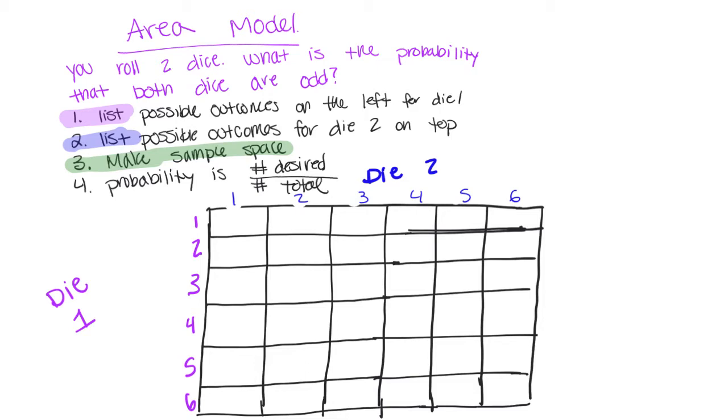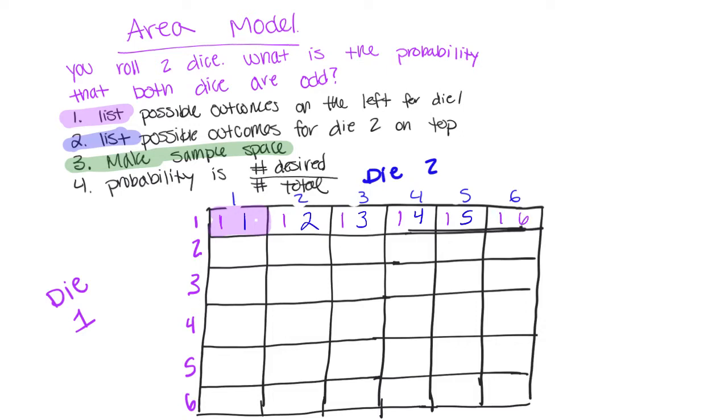I'm going to start in the top left square, work my way from left to right, and then go down and do the same thing. Starting in this square, the things that can happen is I can roll a 1 on the first die and a 1 on the second die. Then moving to the right, a 1 on the first die and a 2 on the second one. I can roll a 1 and a 3, 1 and 4, 1 and 5, 1 and 6.